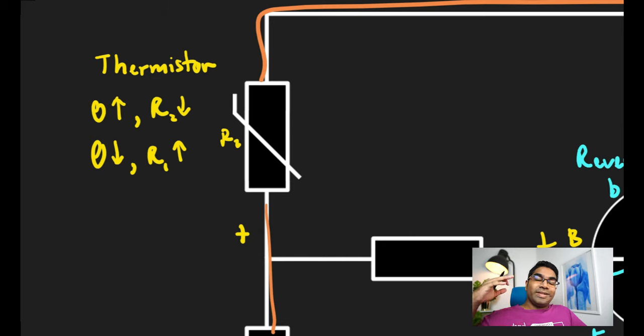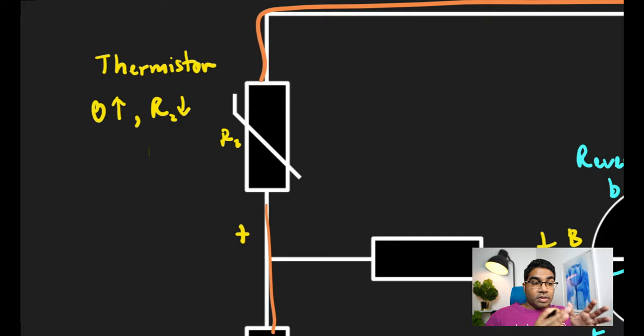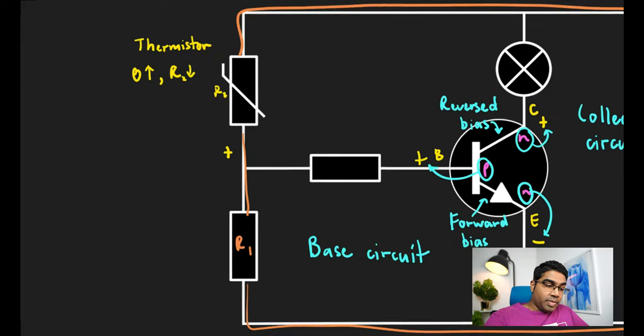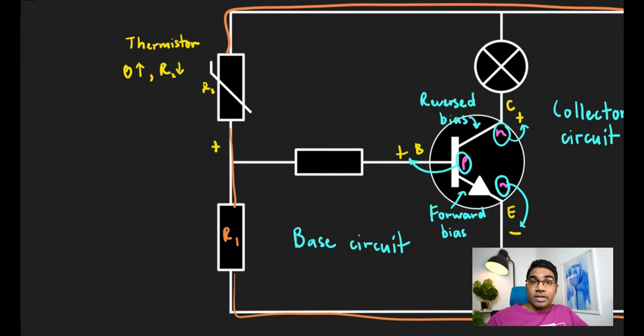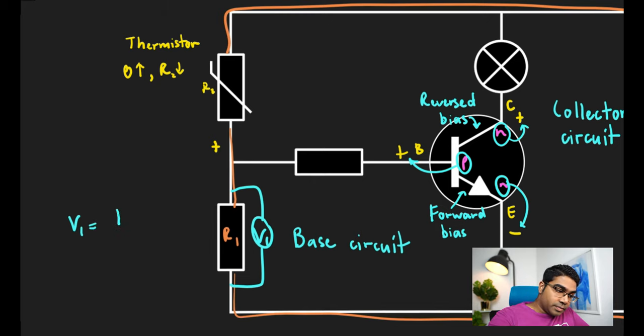Let's see what happens when the temperature is high. When the temperature is high, the resistance of the thermistor is going to be very low. By comparison, the resistance of resistor R1 is going to be very high. Therefore, in a potential divider setup, the potential difference across R1, let's call this V1, will be equal to the resistance of R1 over the combined resistance, R1 plus R2, multiplied by the voltage of the power source. And therefore, if the resistance of R1 is high relative to R2, then the potential difference across this resistor will be high as well.